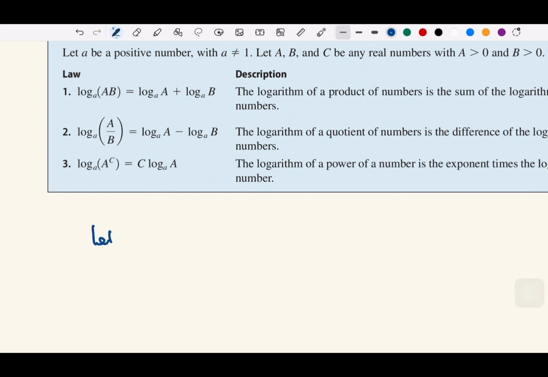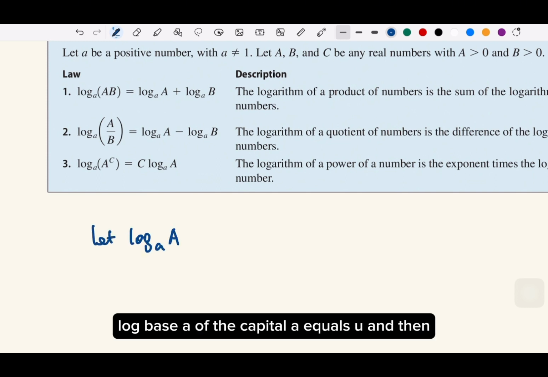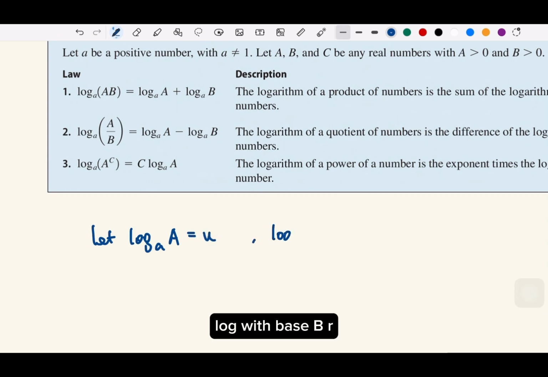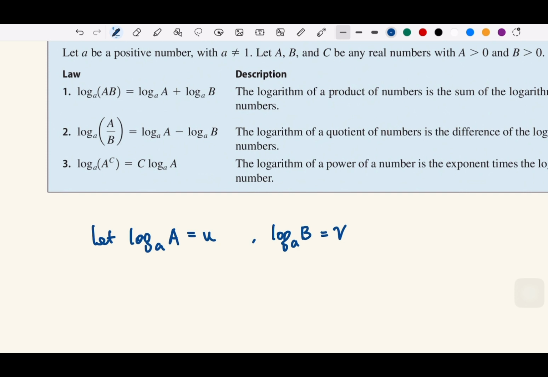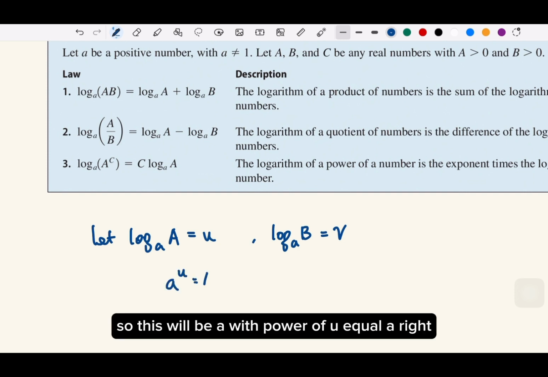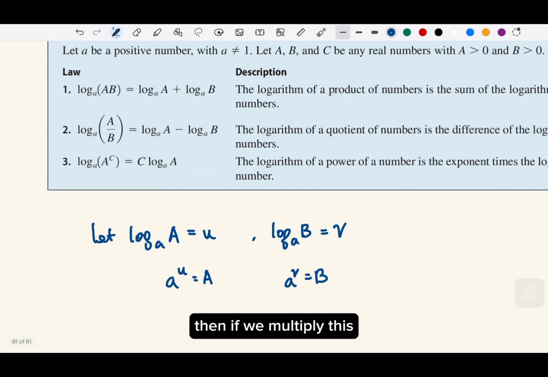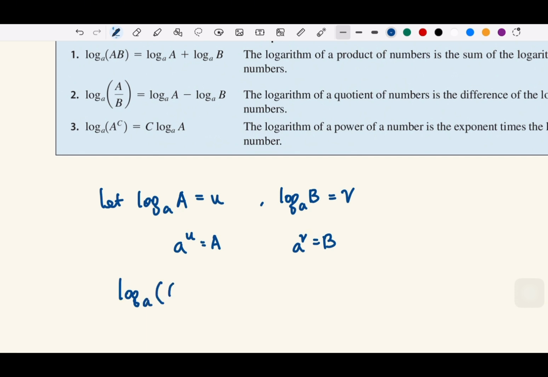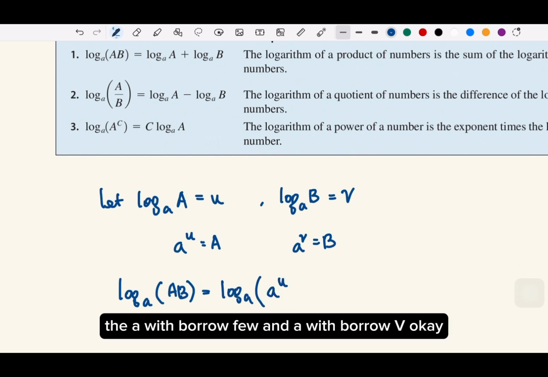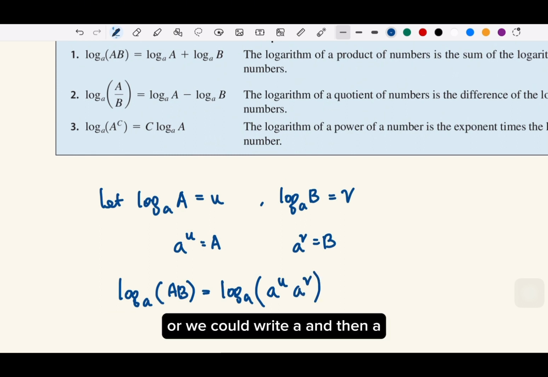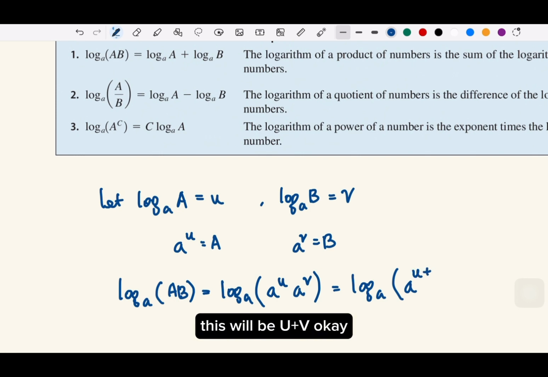Okay, so let log base a of capital A equal u, and log with the same base a of capital B equal maybe v. Okay, so this will be a with power of u equal A, right? And a with power of v equal B, in the exponent form. Then if we multiply A with B, we are multiplying a with power of u and a with power of v, or we could write a with power u plus v.